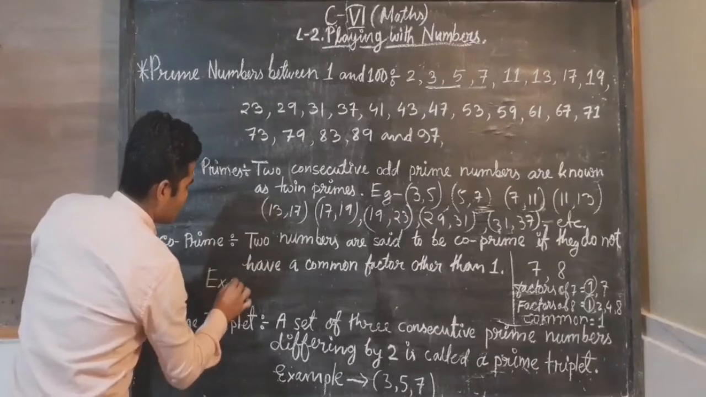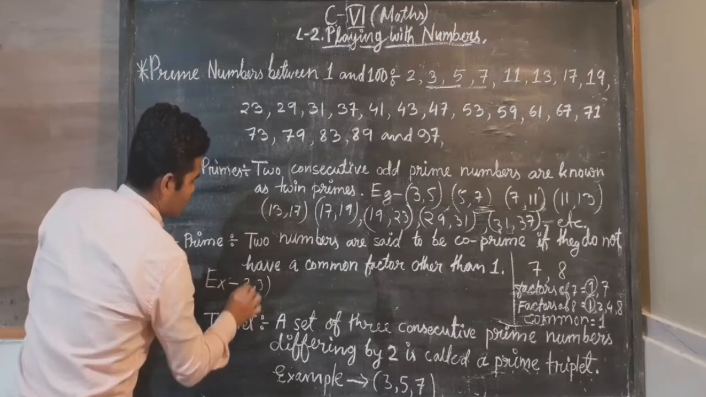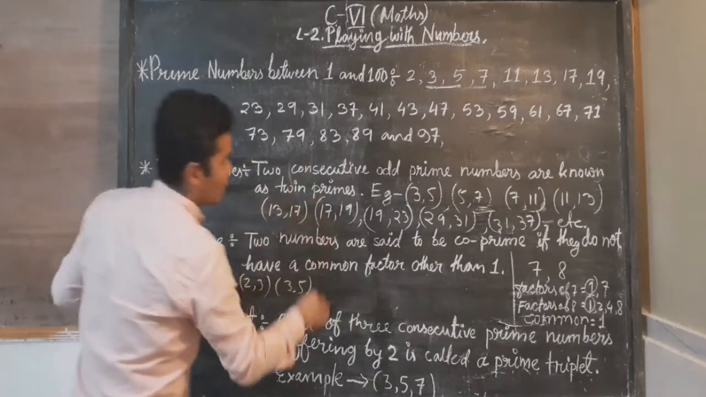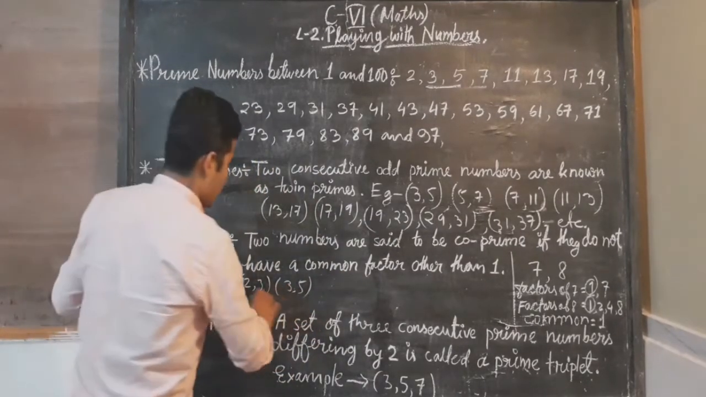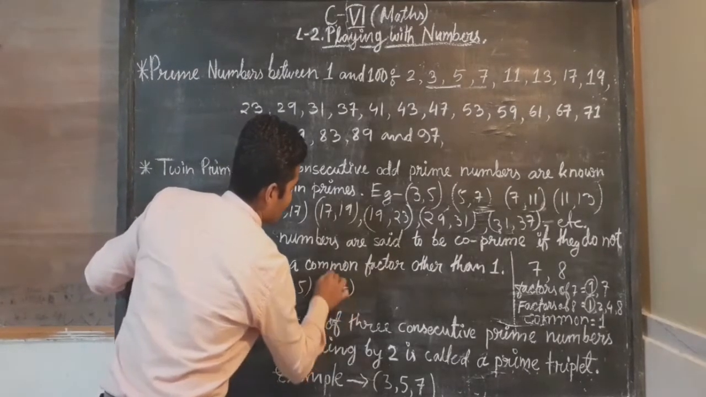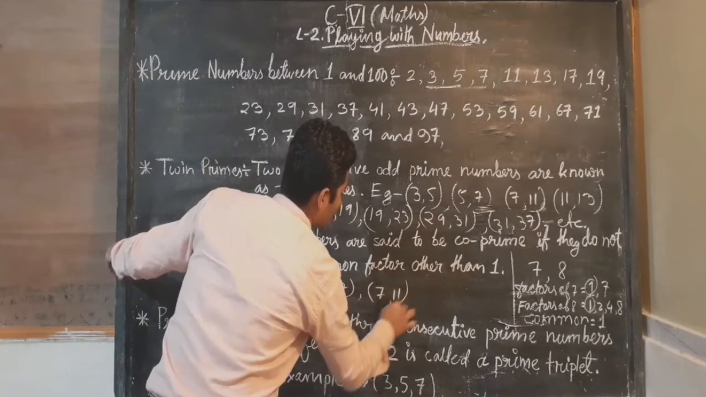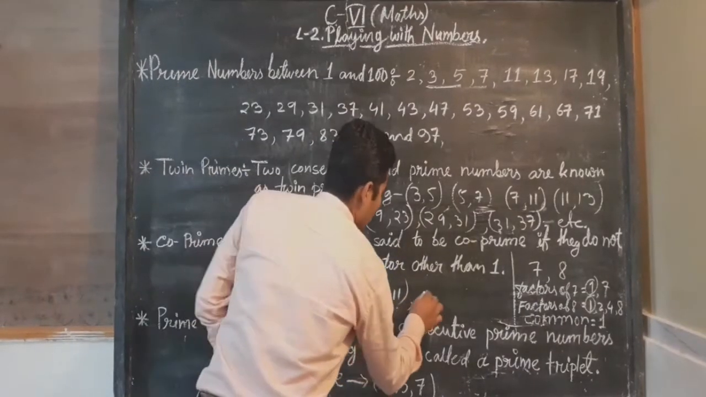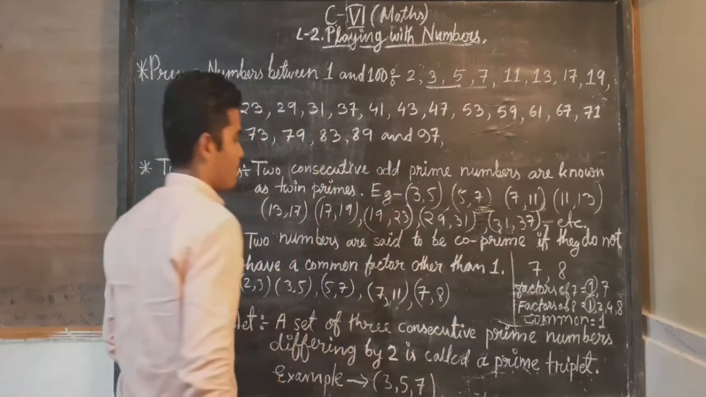Look at the example. See 2 and 3. These are coprime. Again I can write 3 and 5, coprime. Any two prime numbers are always coprime. You can see 2 and 3, 3 and 5, again I can write 5 and 7, or 7 and 11. These are always coprime. And also we can include 7 and 8. These two are also coprime.